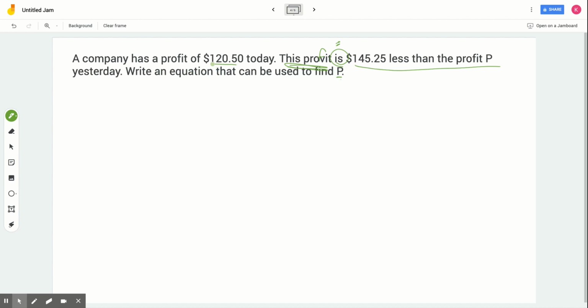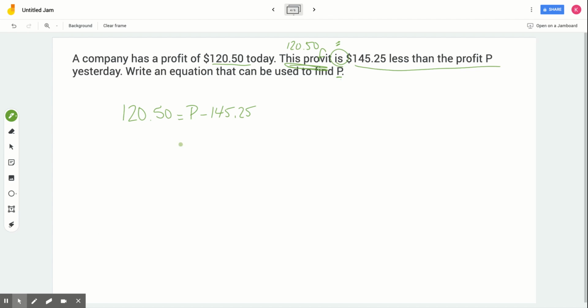So the profit of $120.50. This profit, so the $120.50 is equal to, so we're going to start by writing our $120.50 is equal to $145.25 less than P. We can write this like this: P minus 145.25. This says $145.25 less than the profit P. So this is the equation that we can use to solve the problem.